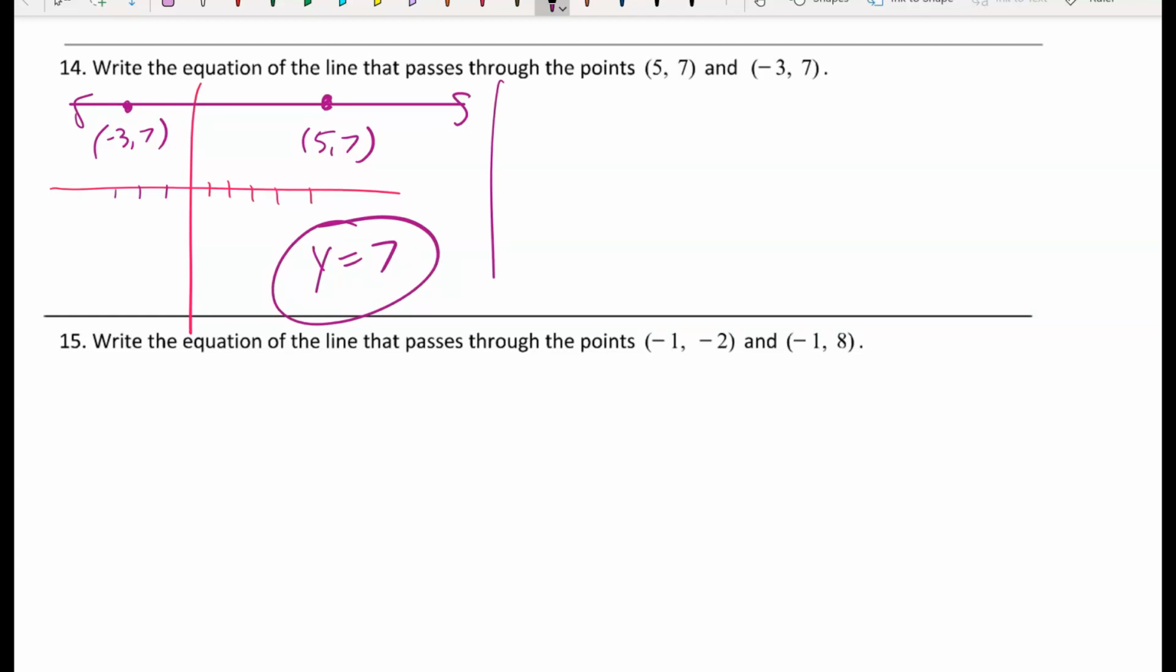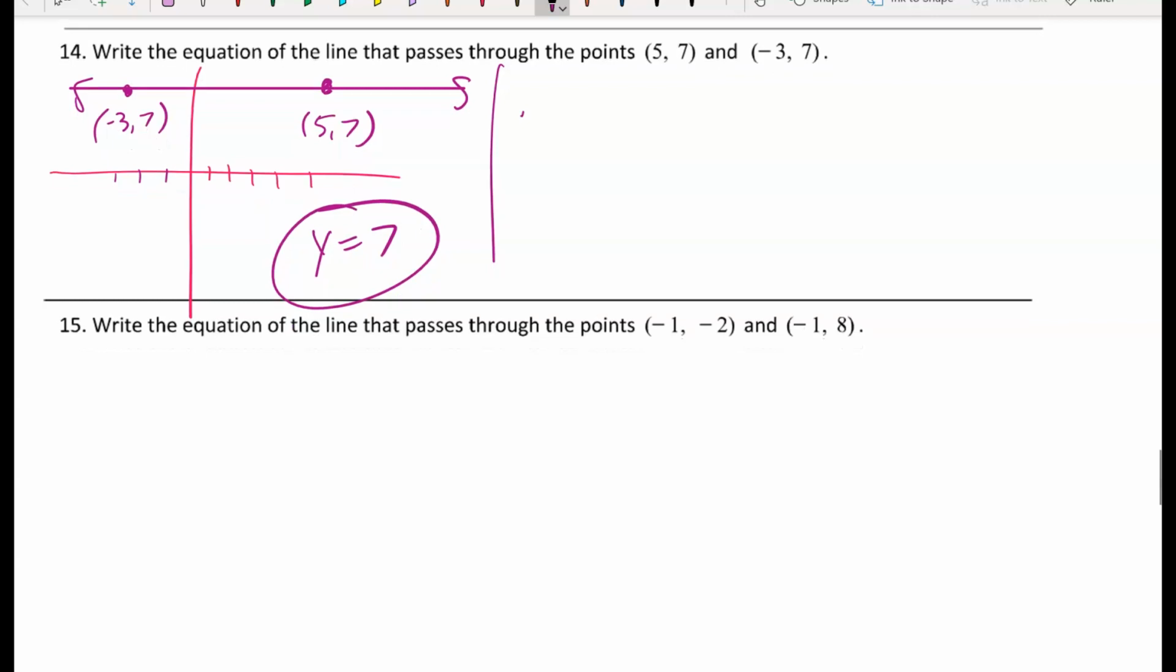Alternatively, if you weren't sure what to do, you could always find the slope between those 2 points. 7 minus 7 over -3 minus 5 equals 0 over -8. Remember, 0 divided by anything is just 0, so my slope is 0. And I'm going to plug into point slope form here just to see what happens.